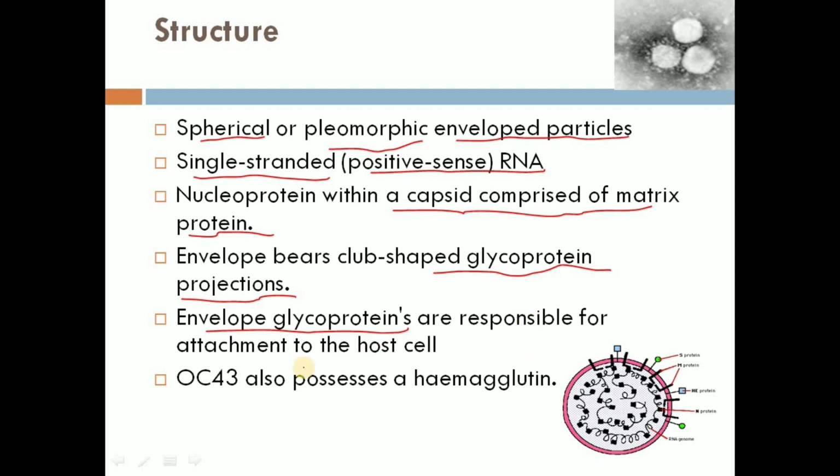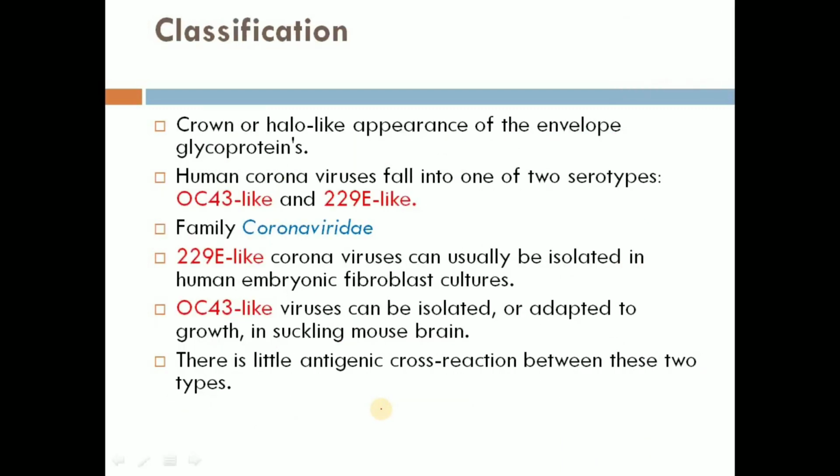One important point: there is a serotype of coronavirus, OC43, which possesses a hemagglutinin on its surface. Hemagglutinin, this is one important point. There are two important serotypes: one is OC43 and the other is 229E. Here OC43 possesses hemagglutinin.